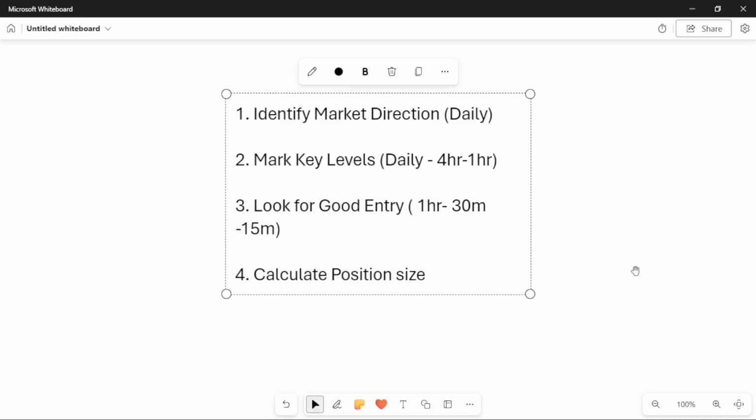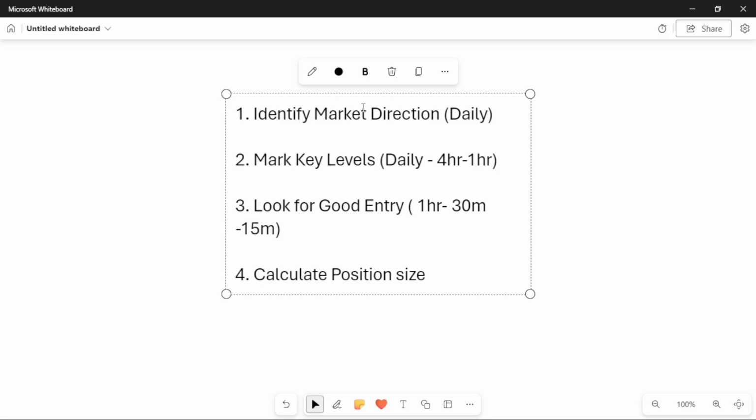So with that said, let's get straight into this strategy and follow its rules to get what we want from it. The first thing we're going to do is go over to the daily time frame to identify the market direction. Why is it important to know the market direction first?